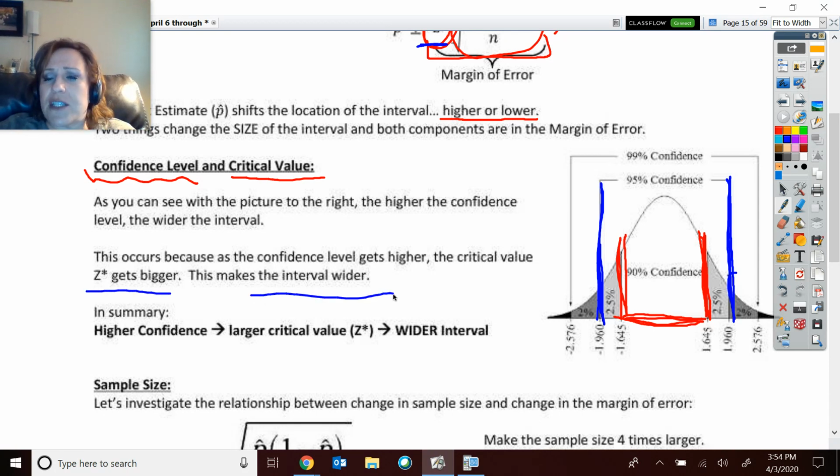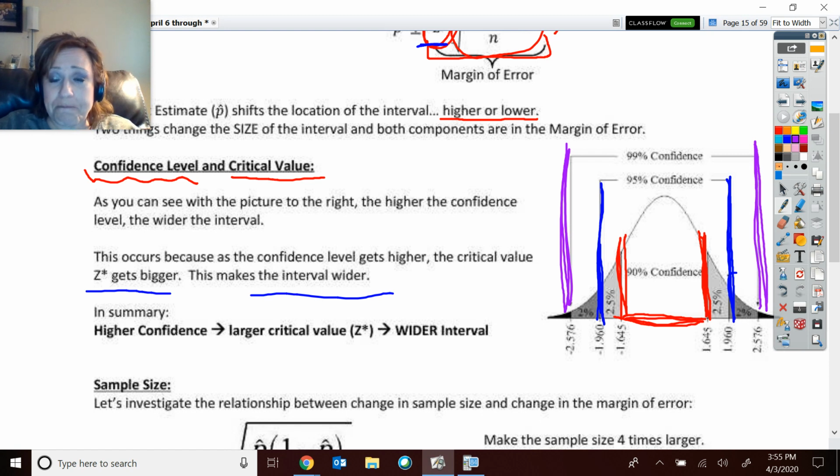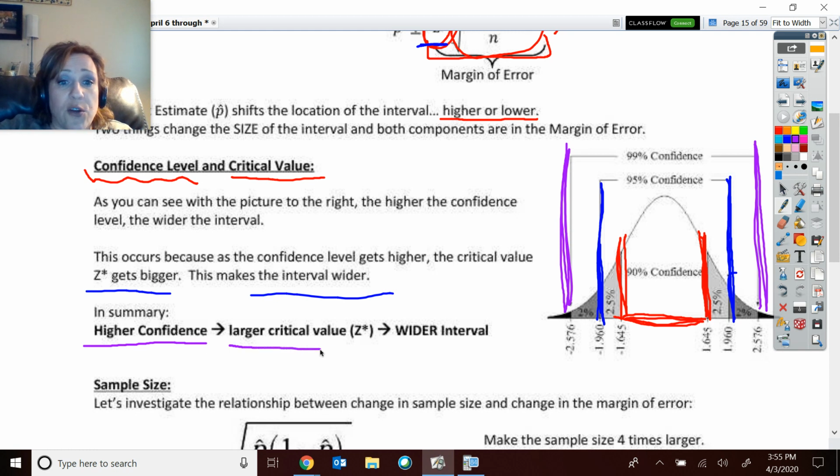Okay, so I think that's understandable. And then you can see, 99%, of course, would encompass even more data. So then that is making it wider. So in summary, the more confident you are, the bigger that critical value is, which is increasing the size of that interval.